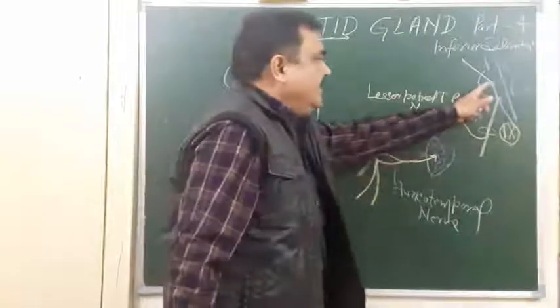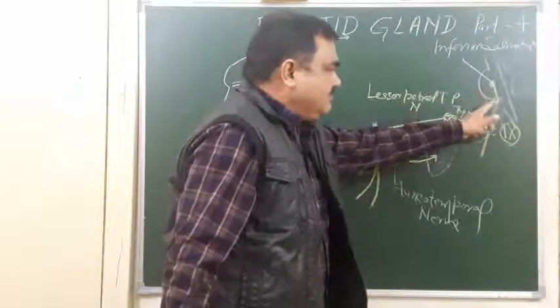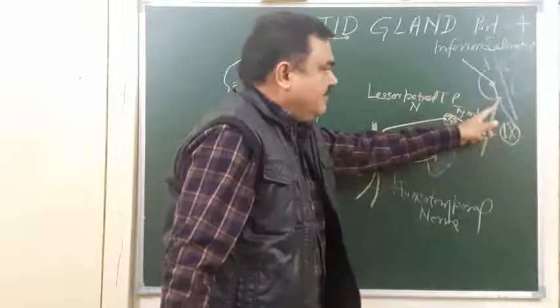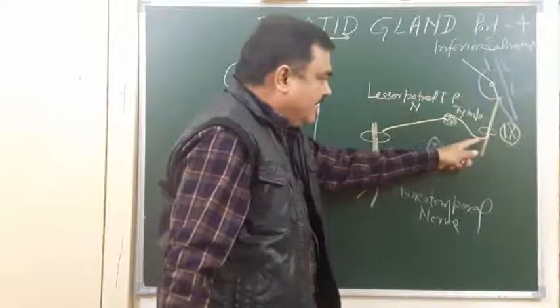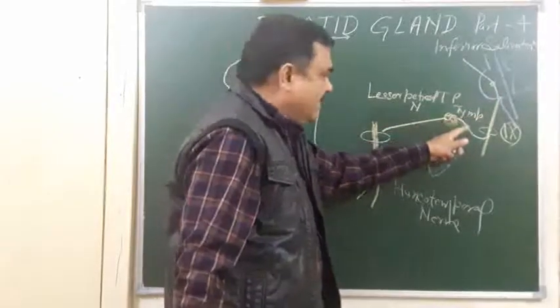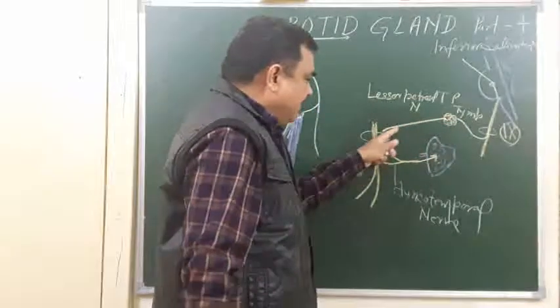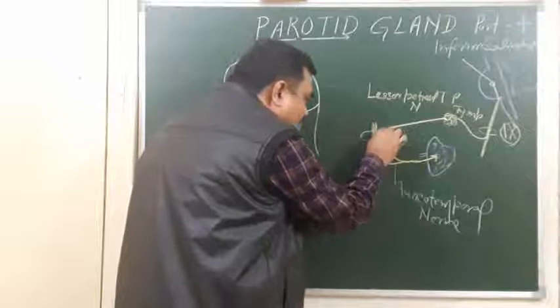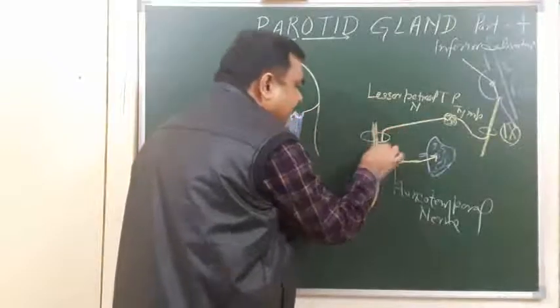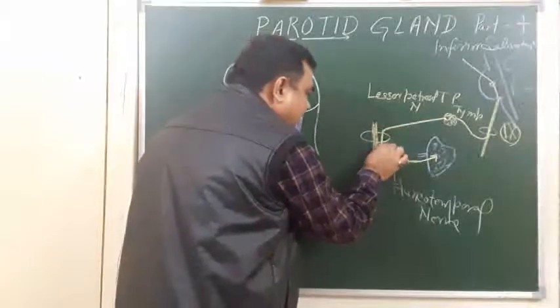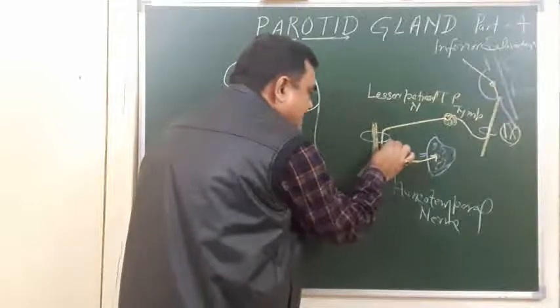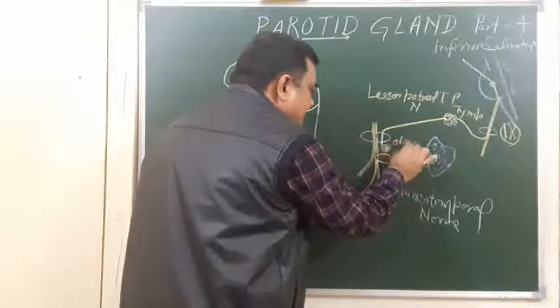And here is the inferior salivary nucleus. Fibers pass from here through the ninth cranial nerve, through the tympanic branch. It forms the tympanic plexus. Then the lesser petrosal nerve passes through the foramen ovale. And here is the otic ganglion.